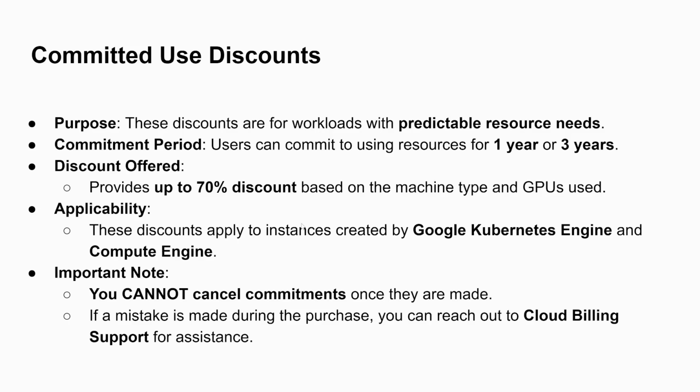So in this video, let's talk about the other type of discount that is provided by Google Cloud, that is committed use discounts. Google Cloud offers committed use discounts for organizations or workloads that have predictable resource requirements. By committing to a fixed duration of either 1 year or 3 years, you can save up to 70%, depending on the machine type and the GPU configurations.